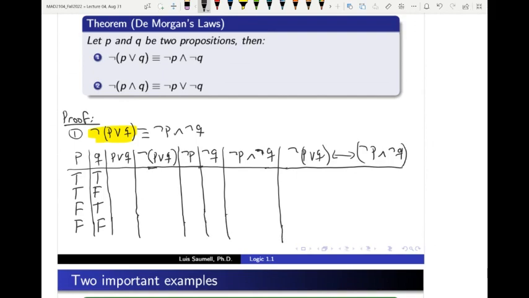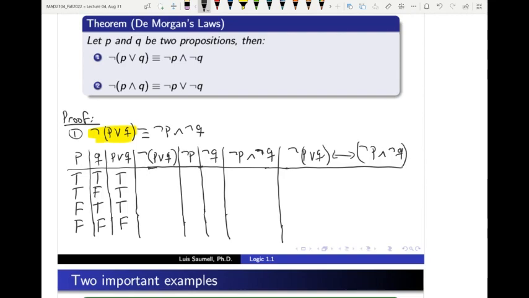Let's see. P or Q. What should I write? True, true, true, false. Everybody understand this? Remember, OR is false only when both components are false. If at least one of them is true, then the OR is true. Okay? Remember, last time we wrote down the basic truth tables for these basic operations. You need to know those because then you use those to build up more complicated ones. Okay? All right. Next column.